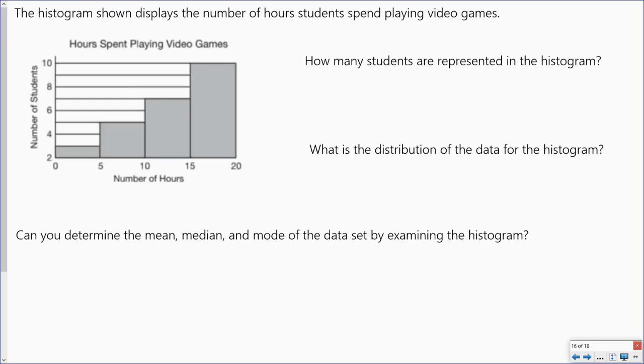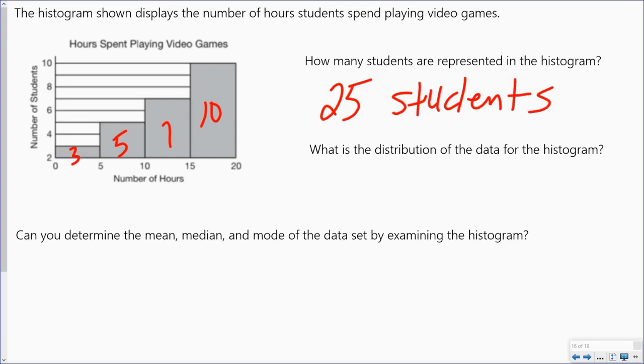How many students are represented in the histogram? Well, in this I have 10. Here I have 7. Here I have 5. And here I have 3. That gives me a total of 25 students.